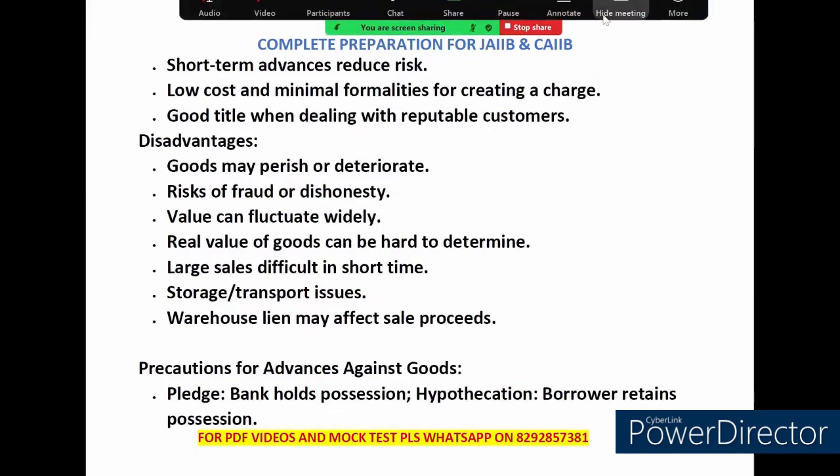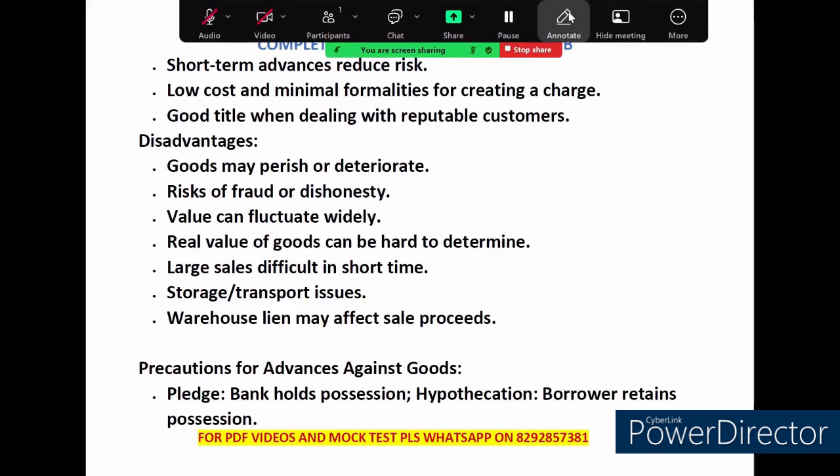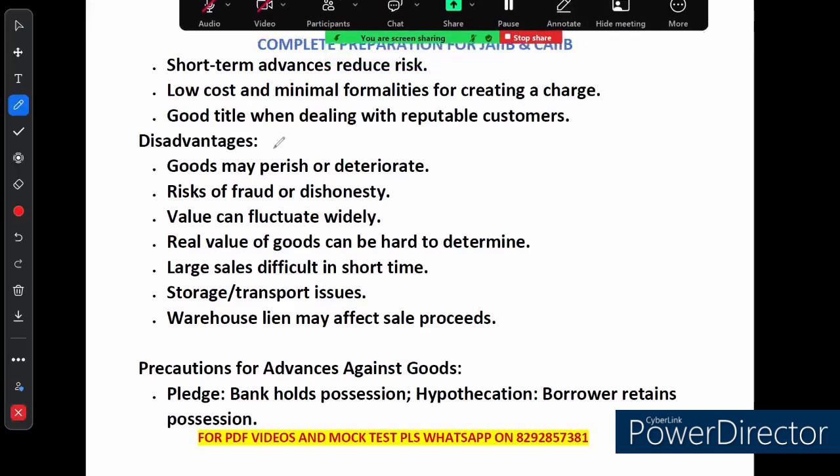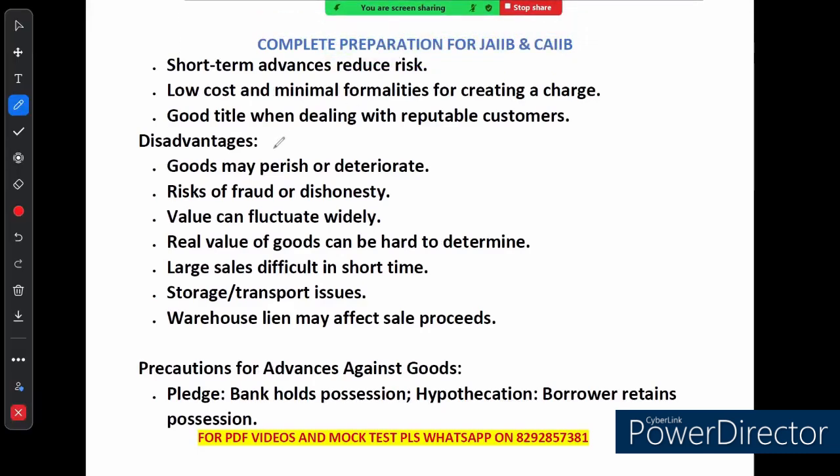Loans are usually short term, which reduces the risk, and also it is cheap and easy to create a charge on goods, especially when dealing with a trustworthy customer. Now, what are the disadvantages? Goods can spoil or deteriorate. There is a risk of fraud or dishonesty. The value of goods can fluctuate, and it's sometimes hard to know its real value, and selling a large amount quickly can be difficult, and there are also storage and transportation issues.